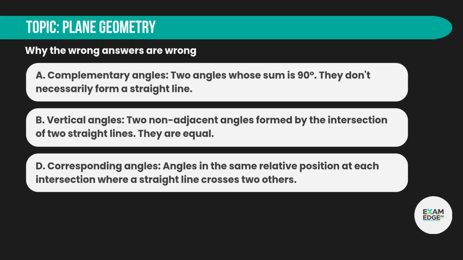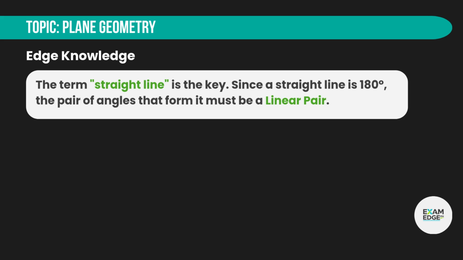B. Vertical angles. Two non-adjacent angles formed by the intersection of two straight lines. They are equal. D. Corresponding angles. Angles in the same relative position at each intersection where a straight line crosses two others. Edge knowledge. The term straight line is the key. Since a straight line is 180 degrees, the pair of angles that form it must be a linear pair.